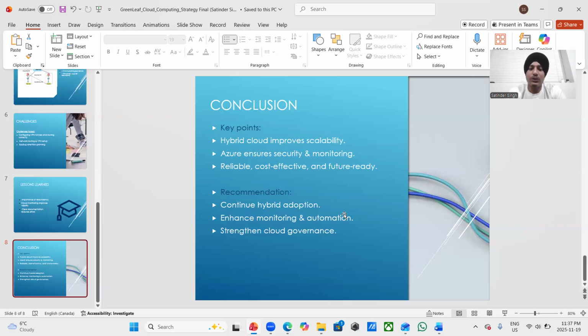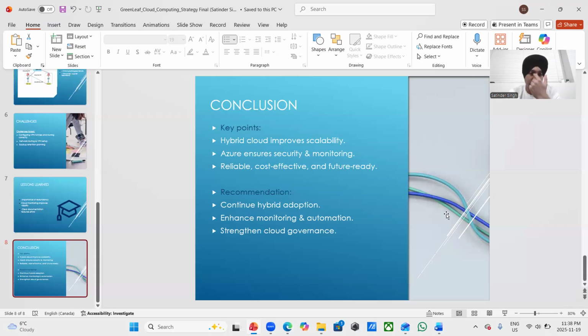And if I talk about the recommendations, I think everyone should continue using the hybrid adoption, and we will also continue using it because of its ample benefits. The second is enhanced monitoring and automation. I think it will be very beneficial, so that there are not many manual things you have to do. For example, with the help of AI, a lot of things could be handled, like threat detection. So there will not be much of a problem we have to face in the future.